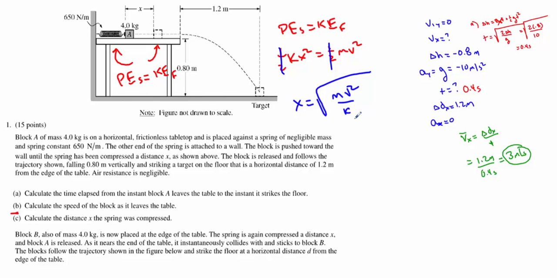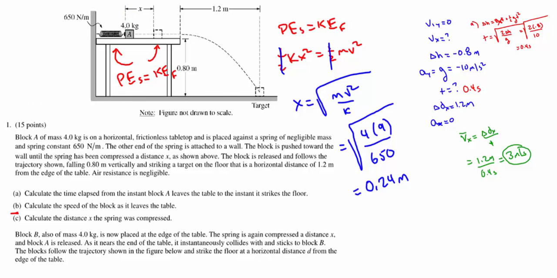At this point, I'm just going to plug in as I have it. So it's going to be 4 times 3 squared, which is 9, divided by the 650. We're going to take the square root of all of that, and we're going to get 0.24 meters. And that would be the distance that the object was compressed.